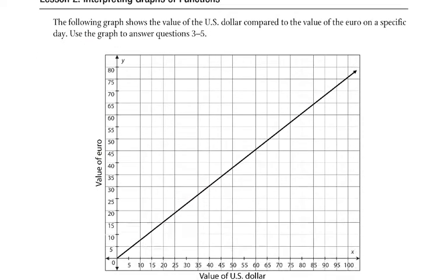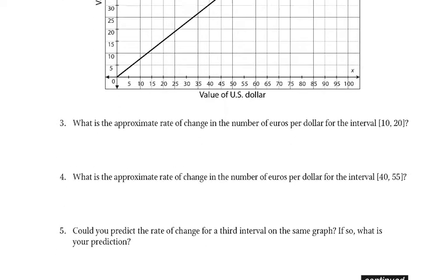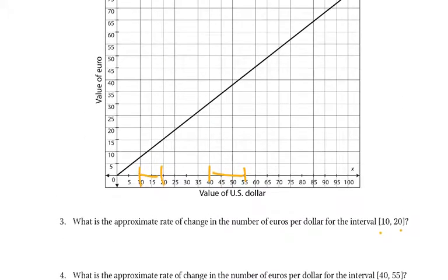Alright, now let's take a look at another one. So again, same idea. We've got a linear equation, value of the euro versus value of the dollar. We want to find the approximate rate of change from the interval of 10 to 20 for number 3, and then 40 to 55, and then talk about what if we did a third interval. So that looks about halfway between.